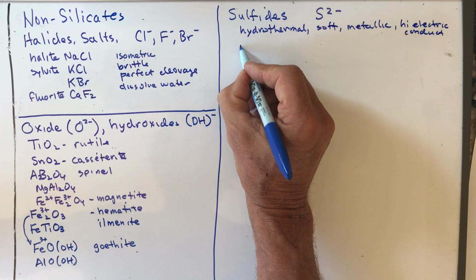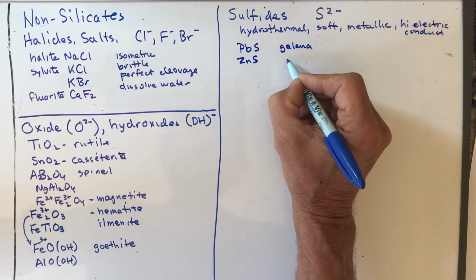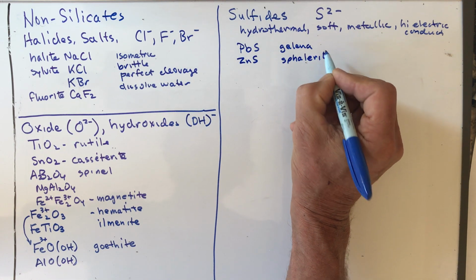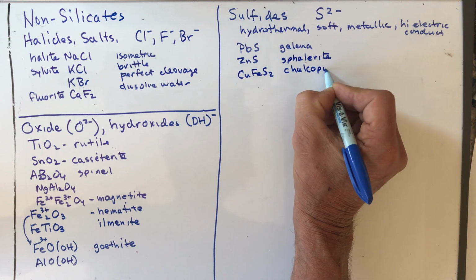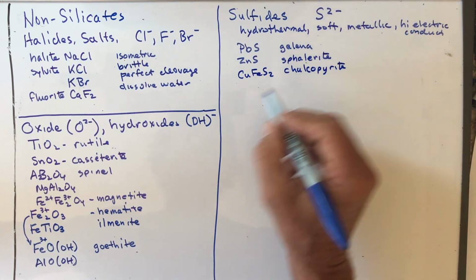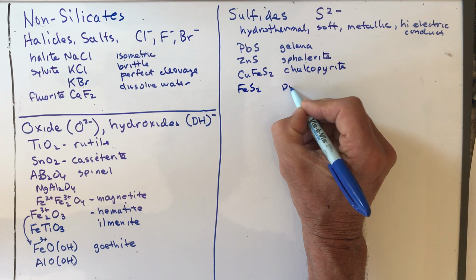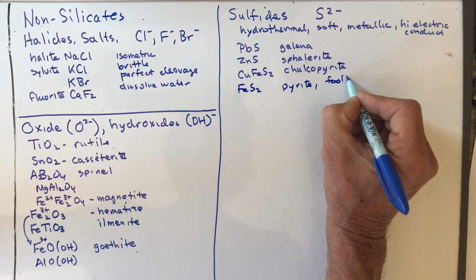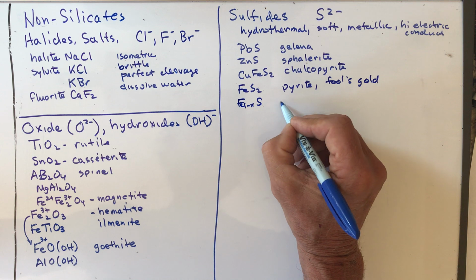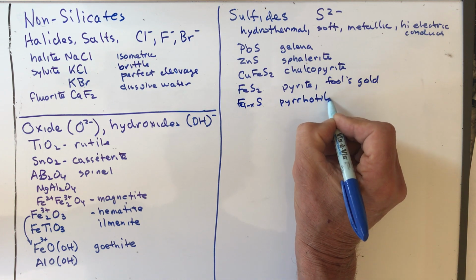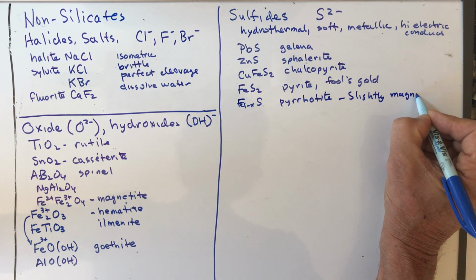They include many of the ore minerals: PbS, or lead sulfide, that's galena; zinc sulfide, that's sphalerite, the main zinc ore; CuFeS2, or chalcopyrite, the chief copper ore; and two important iron sulfide minerals, FeS2, pyrite, or fool's gold, and Fe1-x S, that's pyrrhotite, which is slightly magnetic, the only slightly magnetic sulfide that's common.